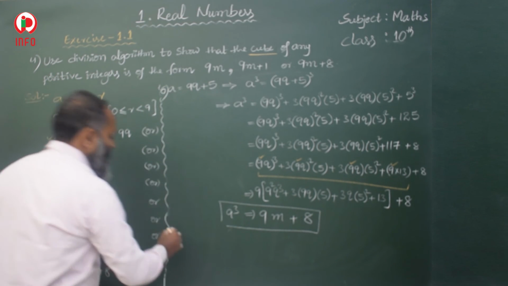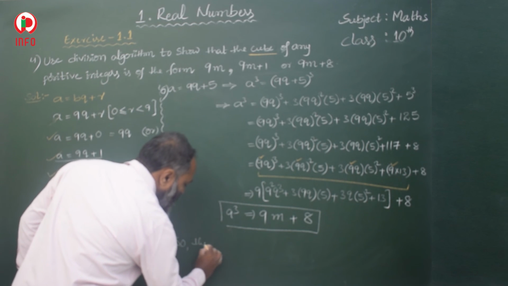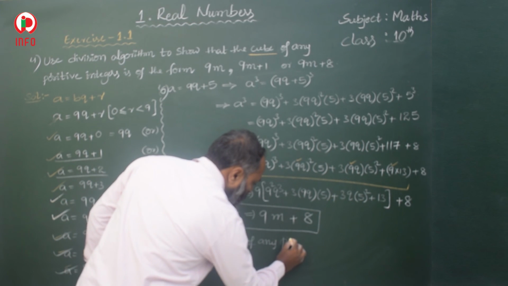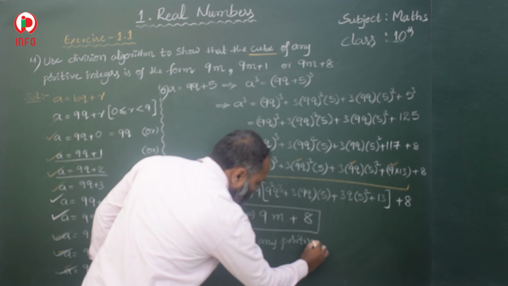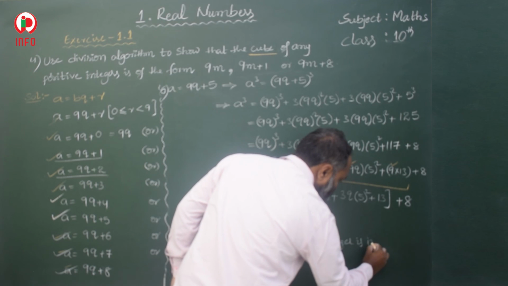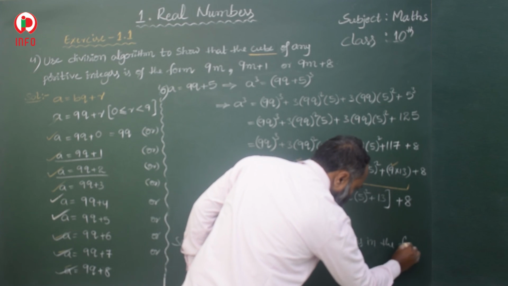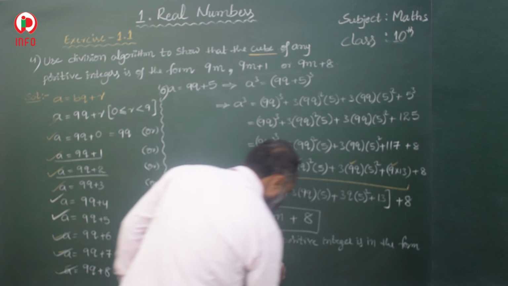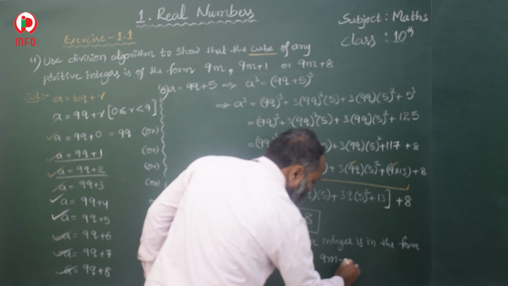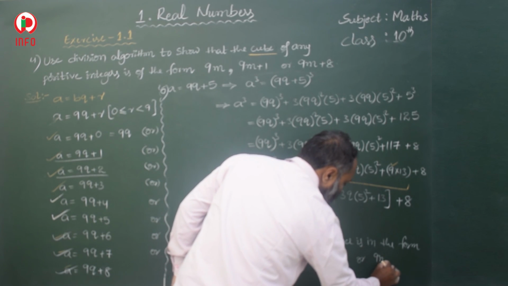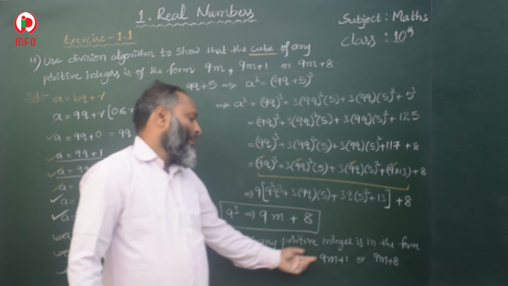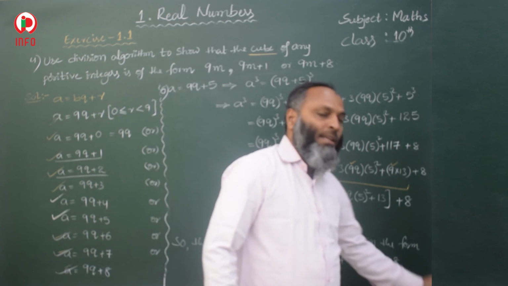And the conclusion step: the cube of any positive integer is in the form of 9m or 9m plus 1 or 9m plus 8. They are in the form of 9m or 9m plus 1 or 9m plus 8. Okay.